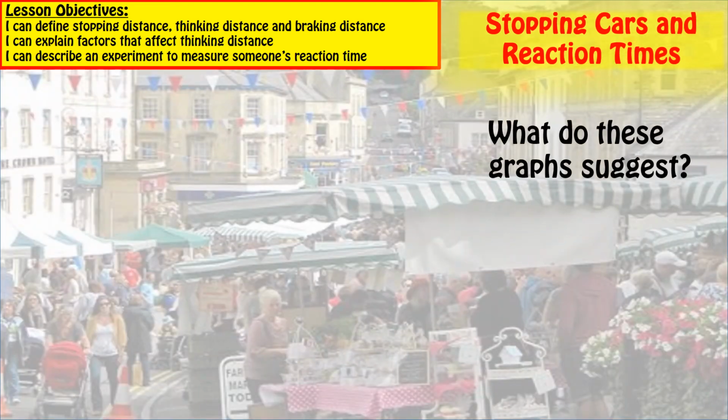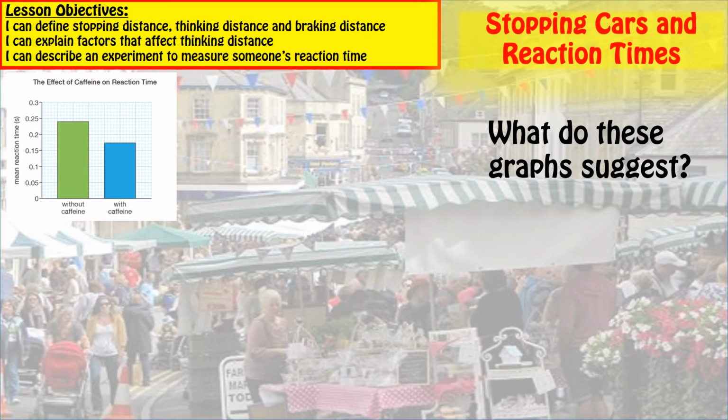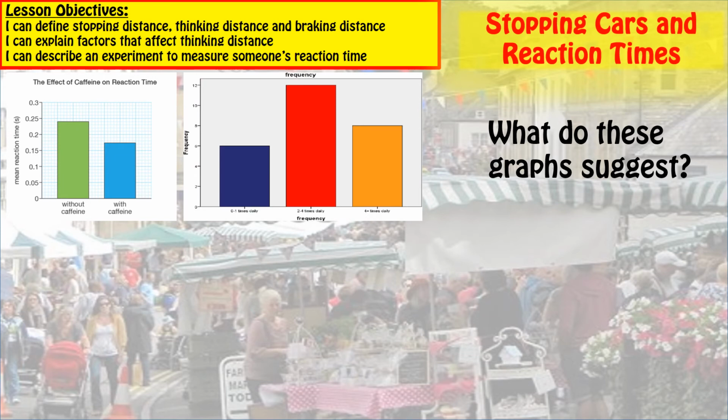So let's go back to the graphs then. So here's a graph, the effect of caffeine on reaction time. So caffeine is a stimulant and it's found inside things like coffee and energy drinks. And a similar graph is looking at how often people drink caffeine. So in your books, see if you can answer, what do these graphs suggest? What do these graphs show?